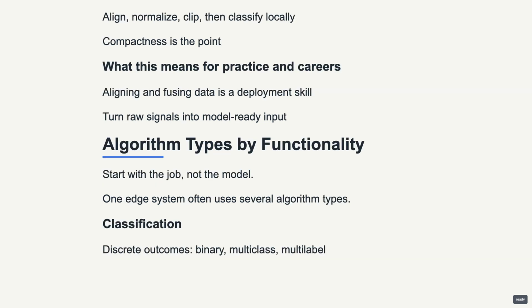Binary cases are yes or no decisions, while multi-class and multi-label problems expand that idea to several possible labels. In a sensing system, that might mean deciding whether a person is present, whether an animal appears in frame, or which condition best describes a stream segment.